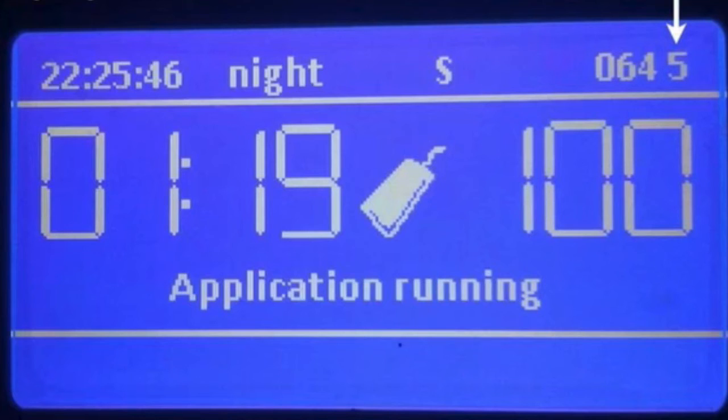Let's go and take a look at the next slides here. And like I said, here on the display, you can see the score. In this case, it's 5. And so that's what you'll see on your screen.